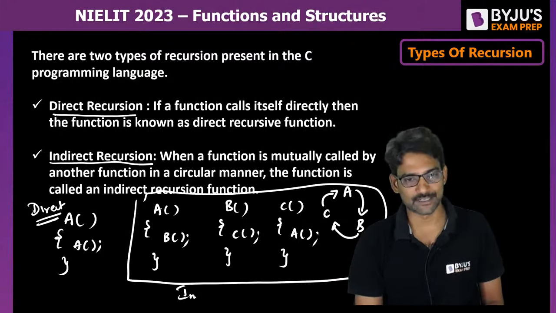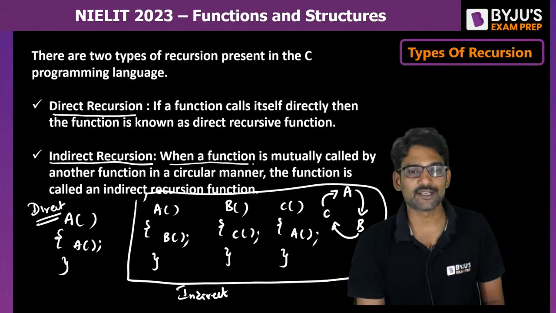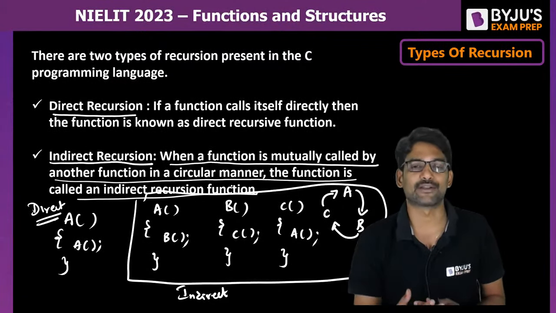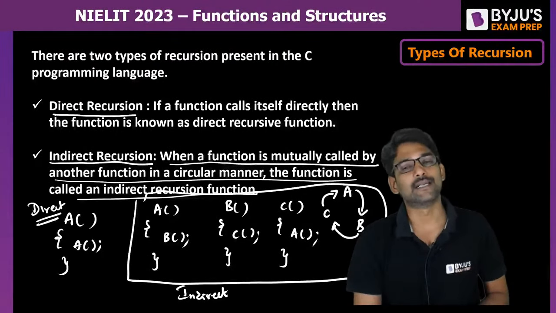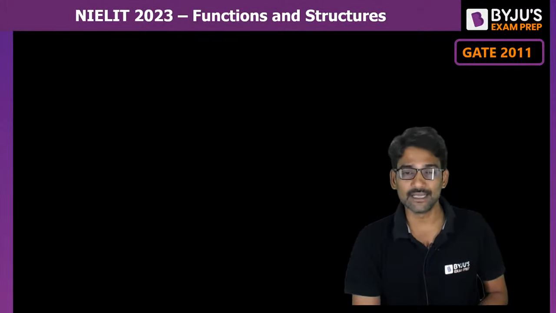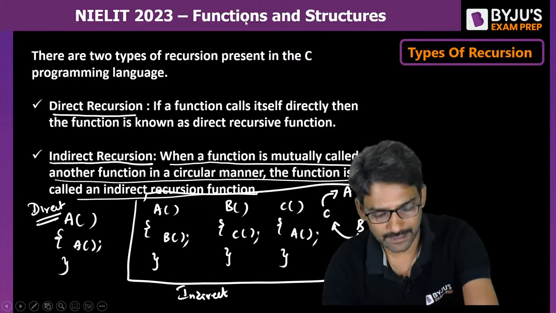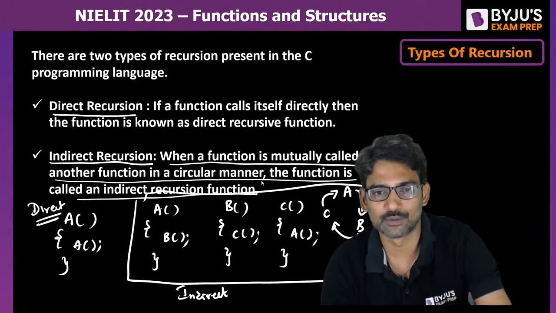Simply to understand, when a function is mutually called by other functions in a circular manner, that is what we call indirect recursion. If it is called directly by itself, we call it direct recursion. In direct recursion, guys, let me give a little more detail about it.